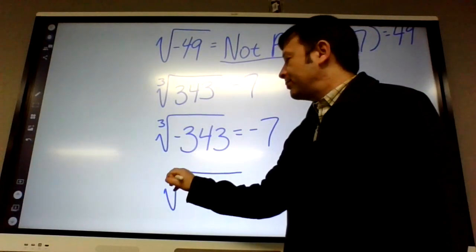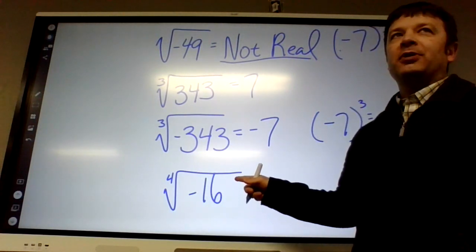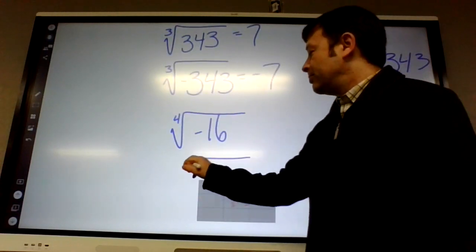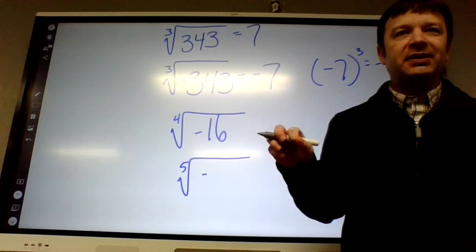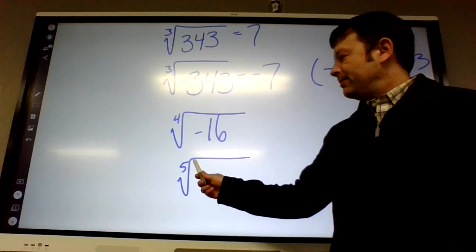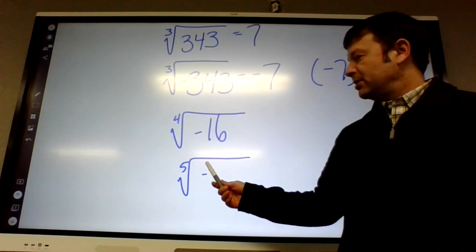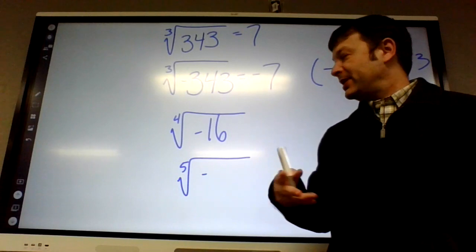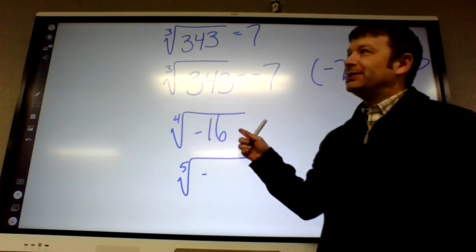What do you think on fourth roots? Would fourth roots work? Do 4 negatives multiply to get a negative? No. That's not real. What about a fifth root? Would that work? Yes. So what's the pattern? Odd roots are real, and even roots are not, because an odd number of negatives multiplies to a negative.